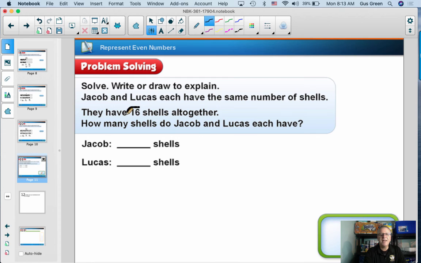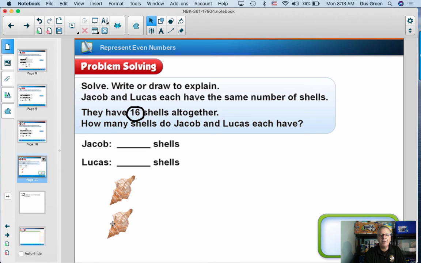So I'm going to use the same strategy I used on the last page. I'm just going to go top, bottom, and count to 16. Let me use my infinite cloner. I'm going to do that, 1, and then underneath, so I always have a pair, 2, 3, 4. While I'm doing this with shells, you can just use circles on your dry erase board.